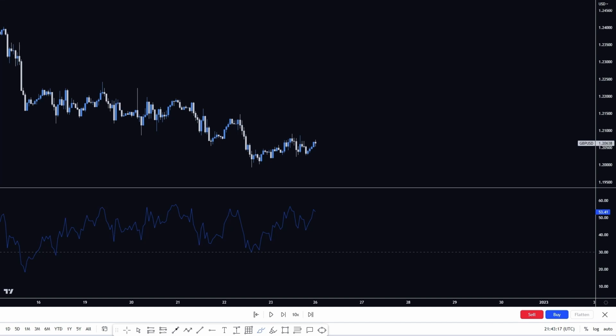So I hope you guys all understand now the concepts of divergence and the ways in which we can use the RSI. Feel free to have a look at this indicator for yourself, put it on the chart and look at the ways in which price action reacts with the RSI.